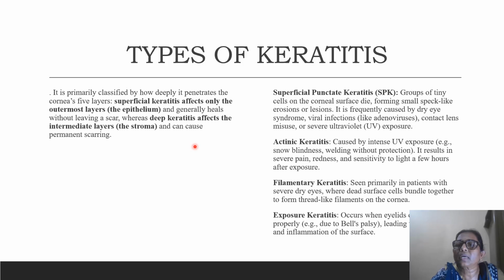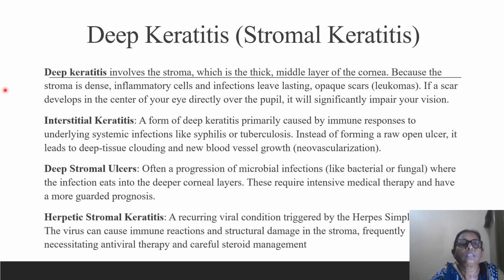In superficial keratitis, there is actinic keratitis, filamentary keratitis, and exposure keratitis. Deep keratitis involves the stroma. There is interstitial keratitis, which is primarily caused by immune response to underlying systemic infections like syphilis or tuberculosis. Deep stromal ulcers are mainly microbial infections like bacteria or fungi, where the infection goes into the deep corneal layers. Then herpetic stromal keratitis due to herpes simplex virus.